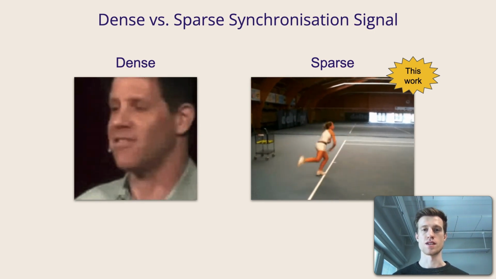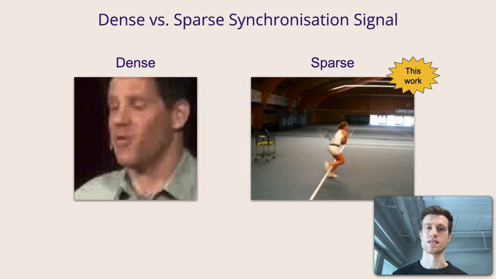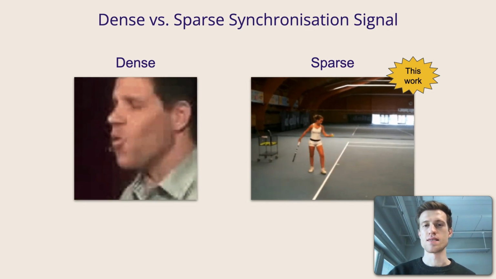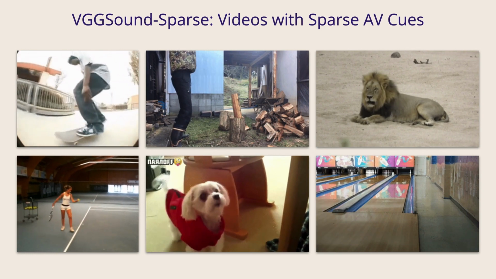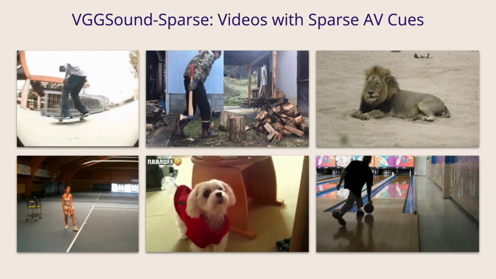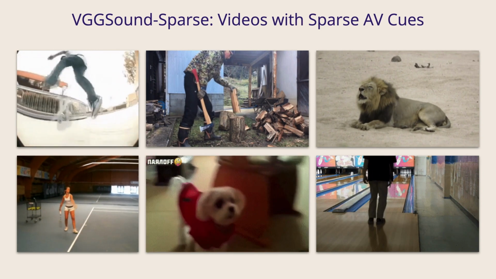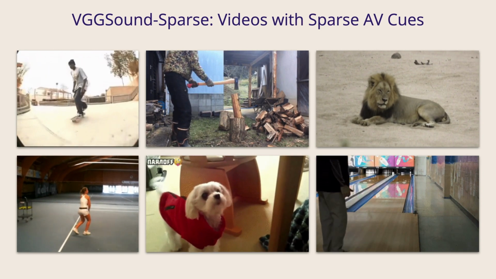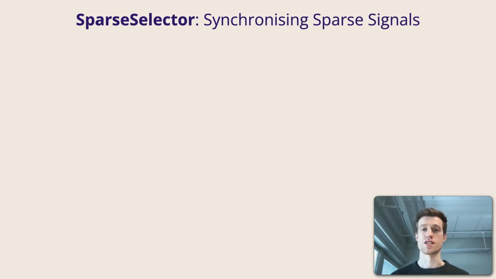To develop a synchronization model for sparse videos, we need a dataset and architecture that handles longer video inputs. Since there is a lack of any dataset for this, we curated a new dataset called VGG Sound Sparse. It is a subset of the VGG Sound dataset, which is a large-scale audiovisual dataset. We curated 12 classes such as dog barking, chopping wood, bowling, and so on. We also proposed a novel multimodal transformer architecture that allows processing longer video clips.